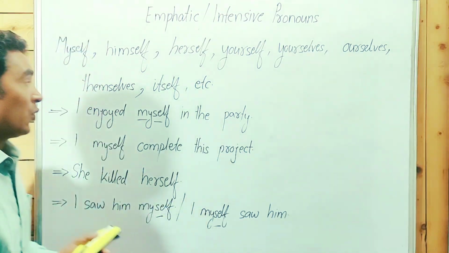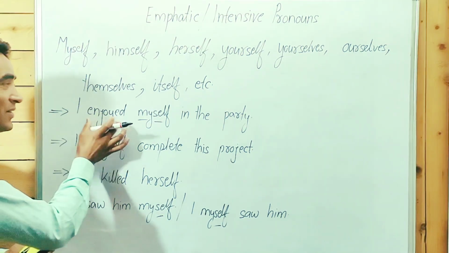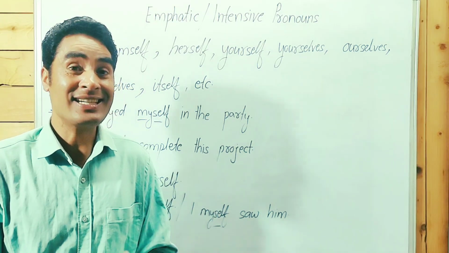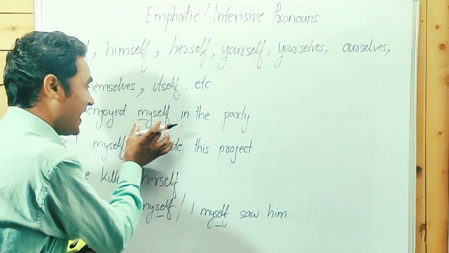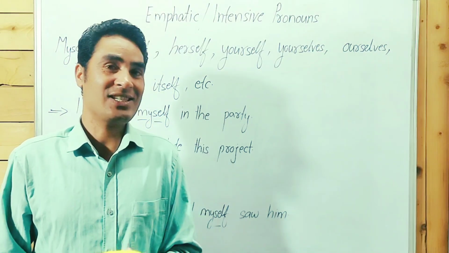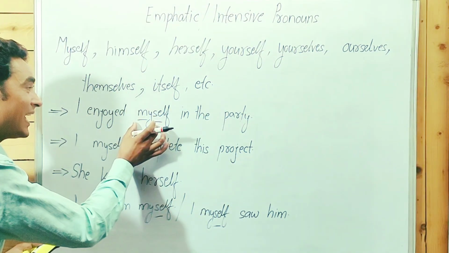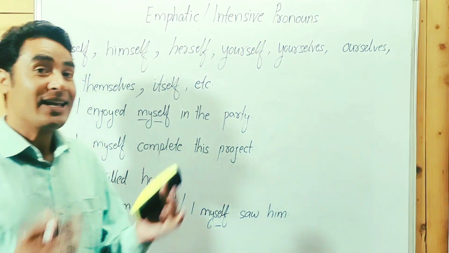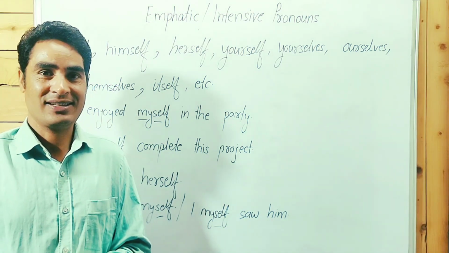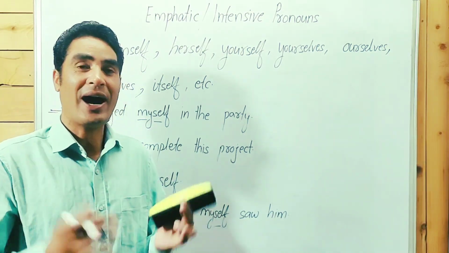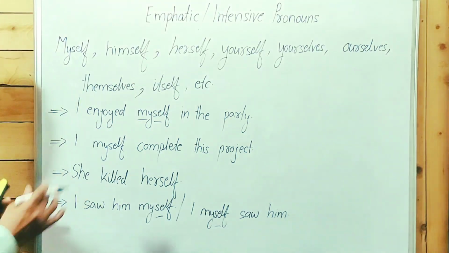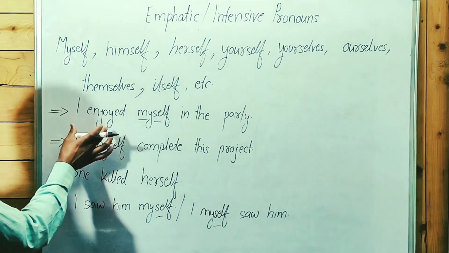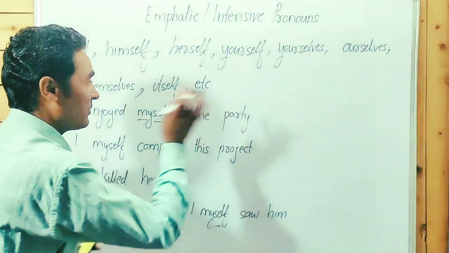And second, when a transitive verb has been used in the sentence, after that we have to give an object to a transitive verb. In this case we use self pronouns, reflexive pronouns. If you haven't watched the previous video, I explained each and everything thoroughly. Go and watch. So here in the first sentence, I enjoyed myself in the party.